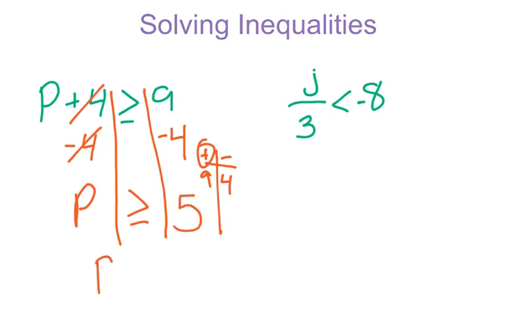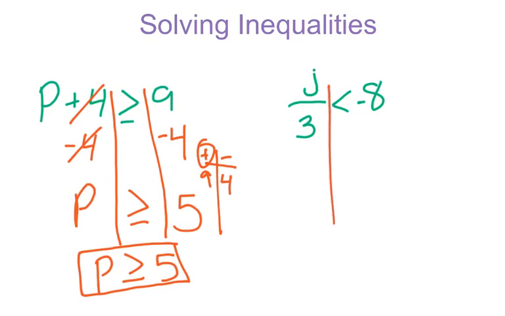This is called my solution set, which is different than a simple solution for an equation because it means that there's a set of numbers that could make this inequality true. P could be 7 because 7 is greater than or equal to 5. P could be 20. P could be 1,000,000. It could be so many different things. It's a whole set of numbers that could work as opposed to just one.